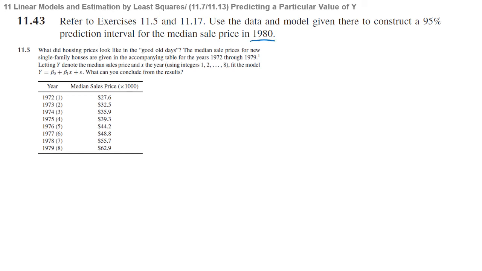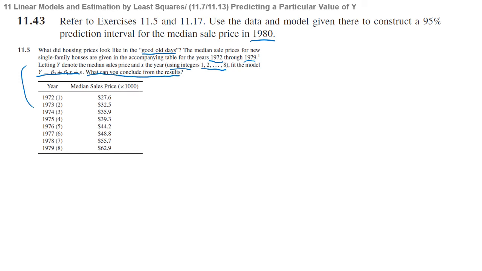And exercise 11.5 is this. What did housing prices look like in the good old days? The median sale prices for new single-family houses are given in the accompanying table for the years 1972 through 1979. Letting y denote the median sales price and x the year, using integers 1 to 8, fit the model y equals beta 0 plus beta 1 x plus epsilon. What can you conclude from the result?